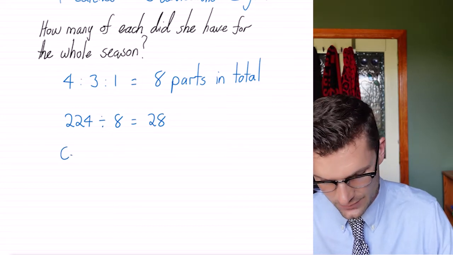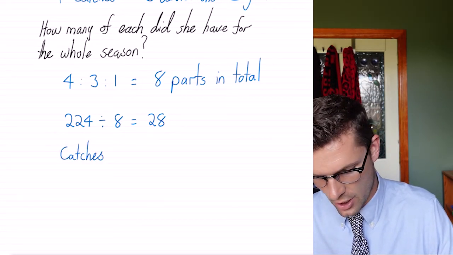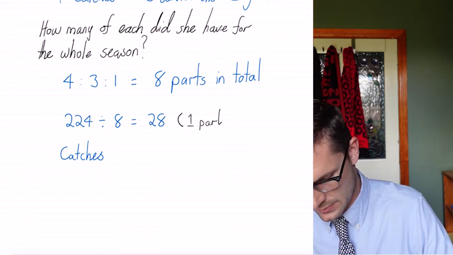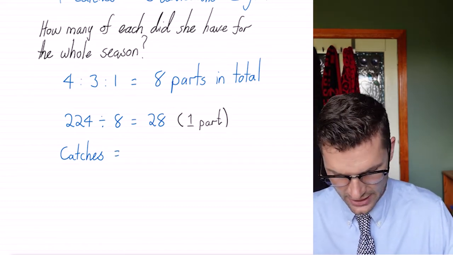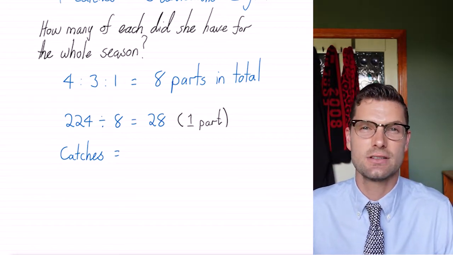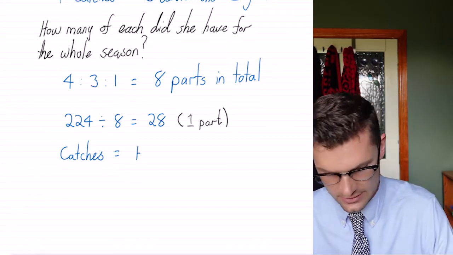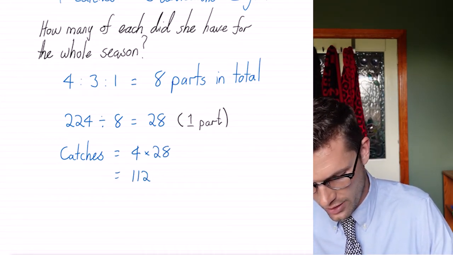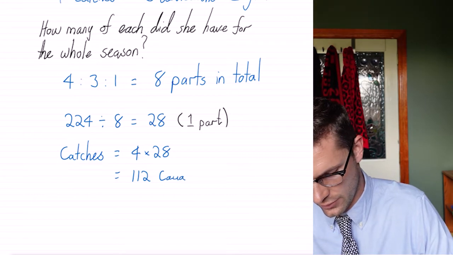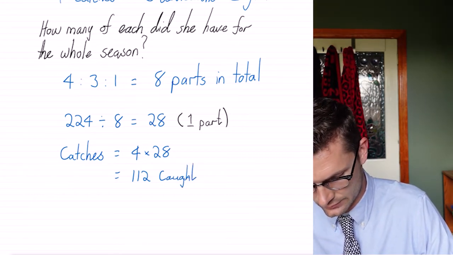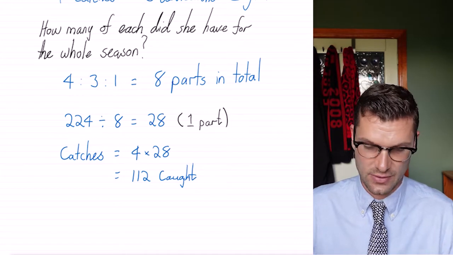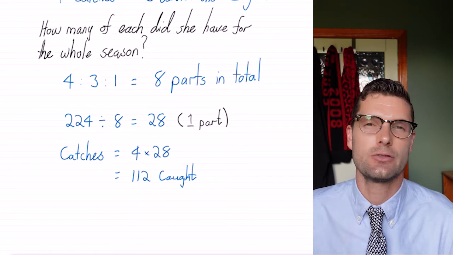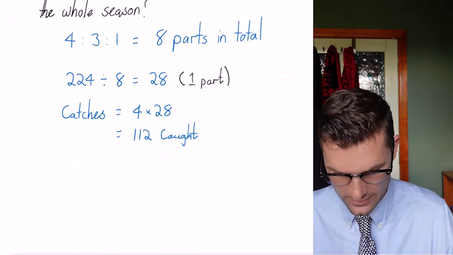So for catches, we know that 28 is 1 part. So for the catches, she has 4 catches for every one of the parts. So 4 times 28 is her number there. So she caught 112 of the goals this season. That actually makes sense because 4 is half of the ratio. So 112 is half of the 224 shots. So we know we got that right.